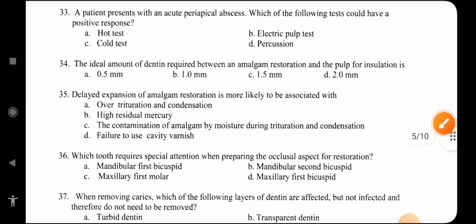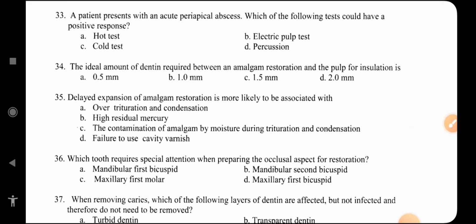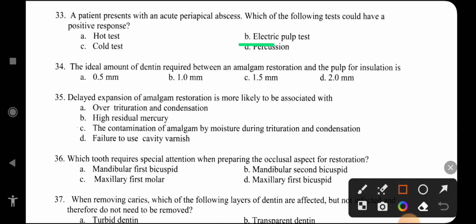Next question is, a patient presents with an acute periapical abscess, which of the following tests would have a positive response? Options are hot test, electric pulp test, cold test, or percussion. And the correct answer is percussion. Percussion test shows a positive response when a patient presents with an acute periapical abscess.